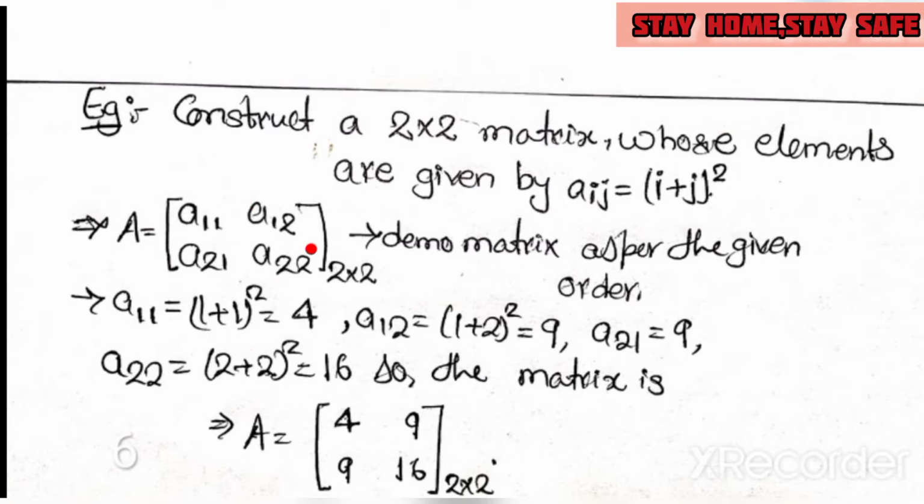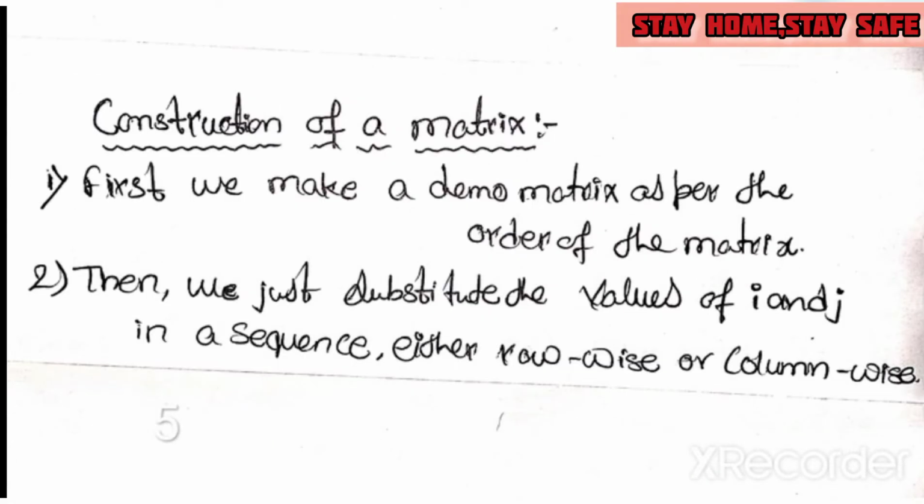It means in it we do not have any element, but it just signifies the positions of the matrix. Here we have a11, a12, a21 and a22. They just indicate that the matrix should be of the order 2 by 2, and it should have four elements inside it. So the first rule says we make a demo matrix as per the order of the matrix. And in the second step, we substitute the values of i and j in a sequence, either row wise or column wise, to get the elements of the matrix.